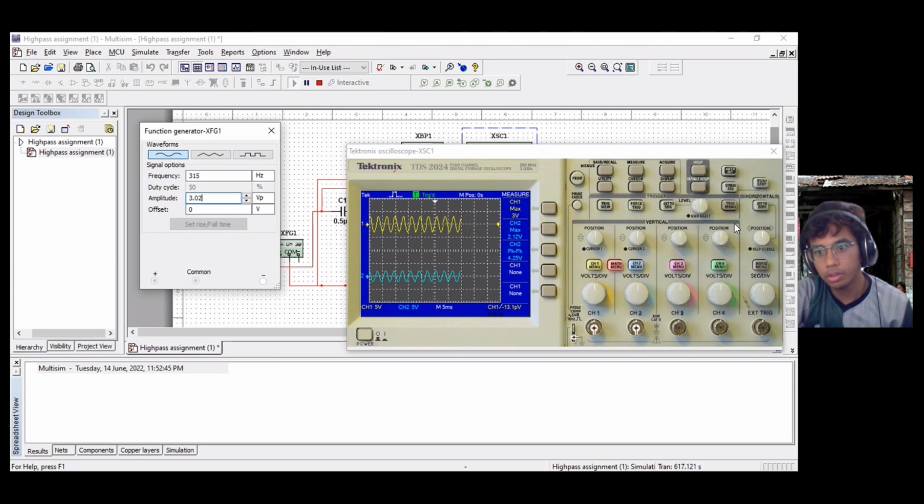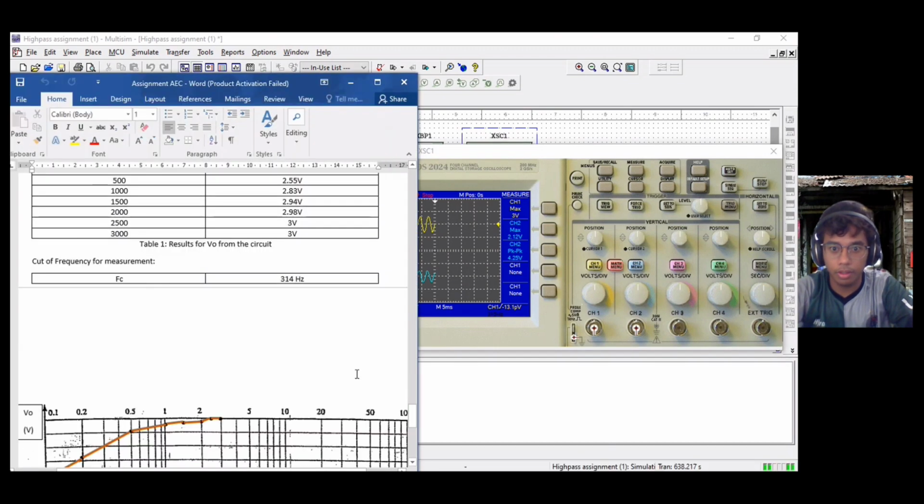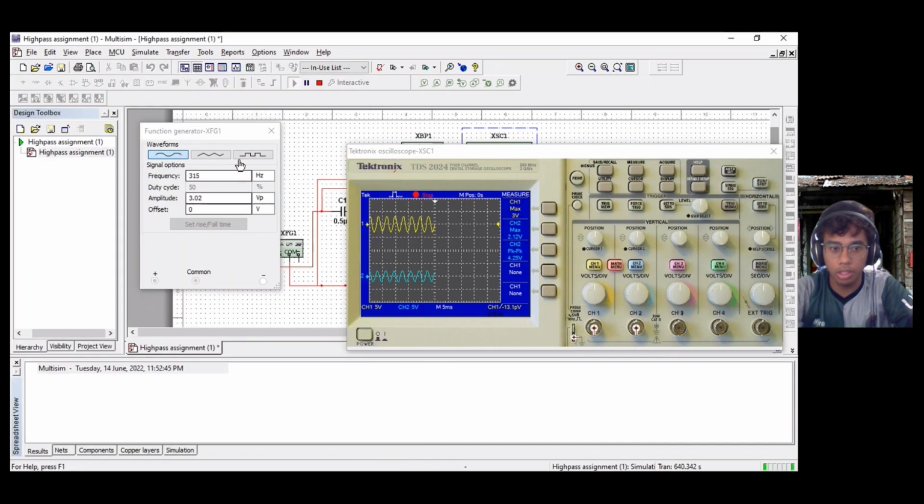Okay, so I can get, yes, for the 315 hertz, we can get the Vout is 2.12 for the Fc frequency. So that's all for me. Thank you.